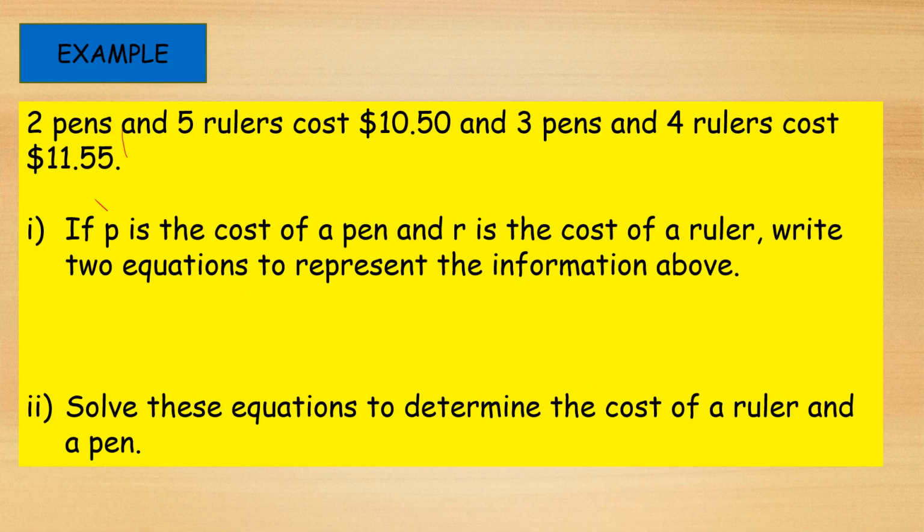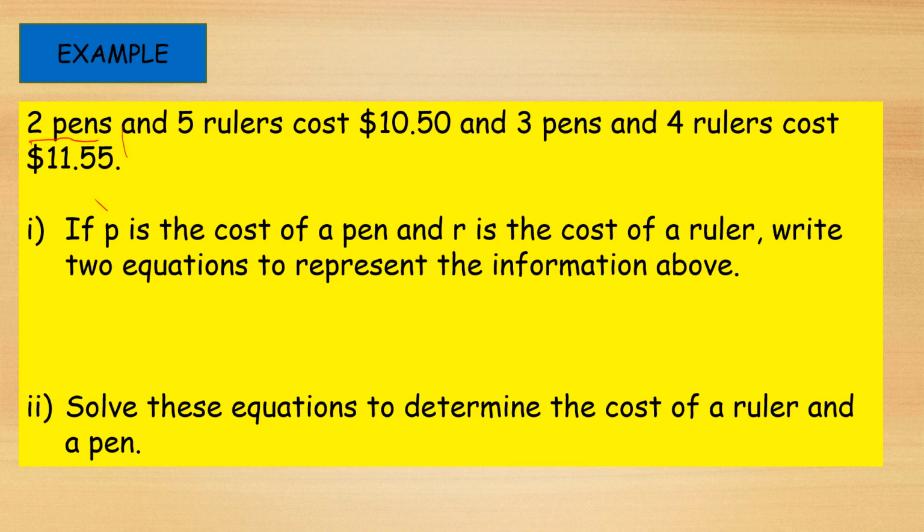Here we have our example, and it reads, 2 pens and 5 rulers cost $10.50. 3 pens and 4 rulers cost $11.55. Part 1. If P is the cost of a pen and R is the cost of a ruler, write 2 equations to represent the information above.